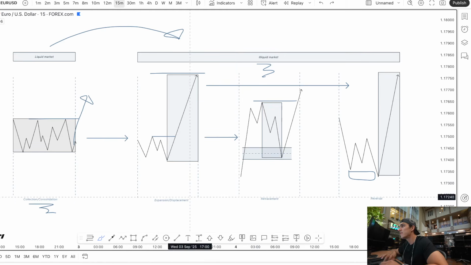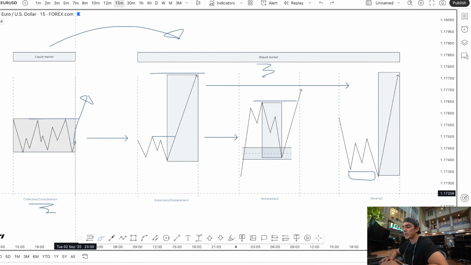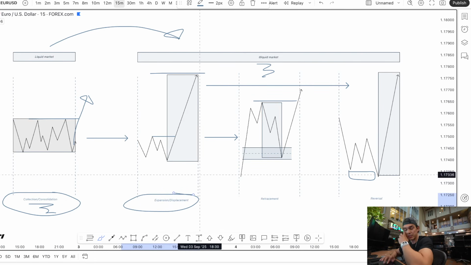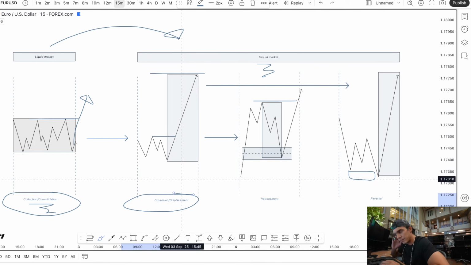So have these patterns, memorize these patterns, what they are, become very familiar with these two: collections, consolidations, and expansion and displacements. It's the same concept. Choose a word that you like. At the end of the day, it doesn't matter.